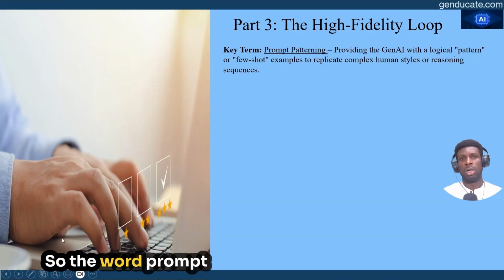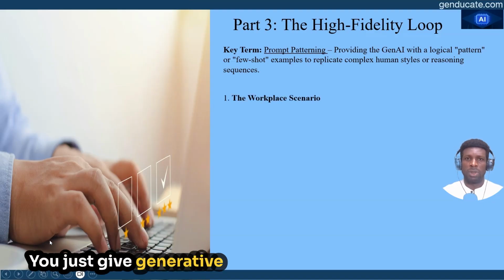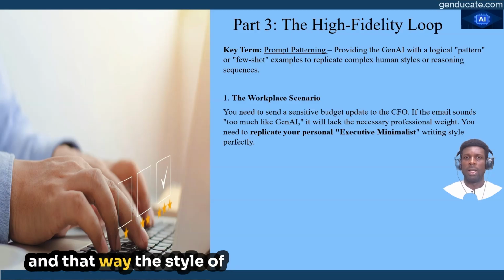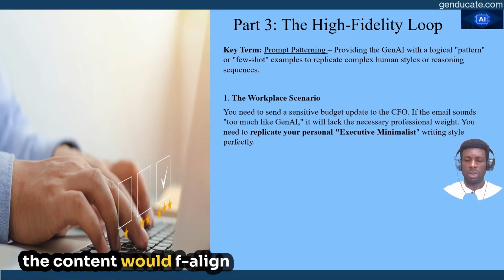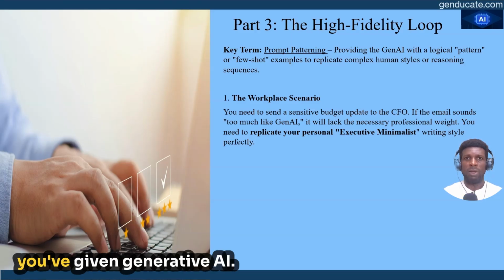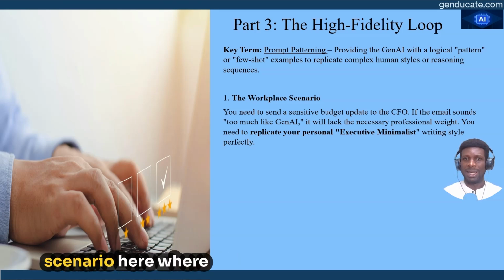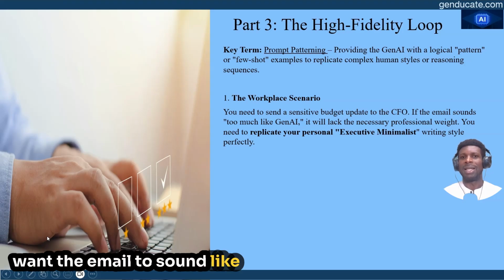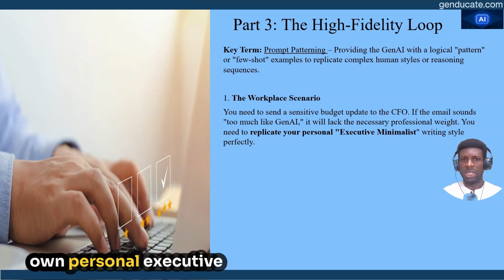So the word prompt patterning makes it seem complex. It's not. You just give generative AI some examples to use, and that way the style of the content would align with that example that you've given generative AI. Again, we have a workplace scenario here where someone wants to write an email to the CEO, but they want the email to sound like them, and they have their own personal executive minimalist writing style.